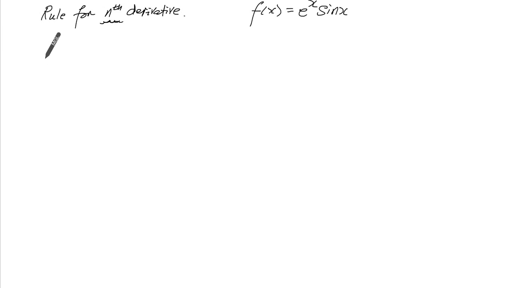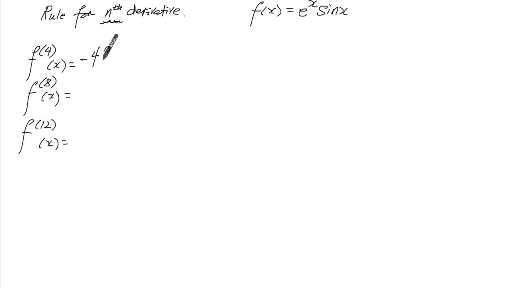What I mean by that is, let's take a look at all the derivatives that are a multiple of 4. So the 4th derivative, the 8th derivative, and the 12th derivative of f of x. We saw that the 4th derivative was negative 4 times f of x. The 8th derivative was 16 times f of x. And if you carry on with the rule and differentiate all the way to the 12th derivative, you're going to notice that the 12th derivative is negative 64 times f of x.